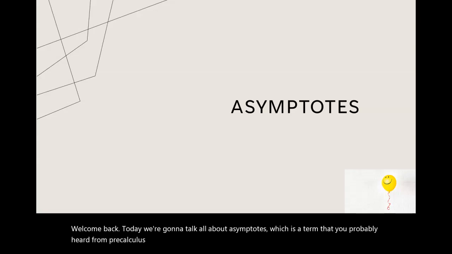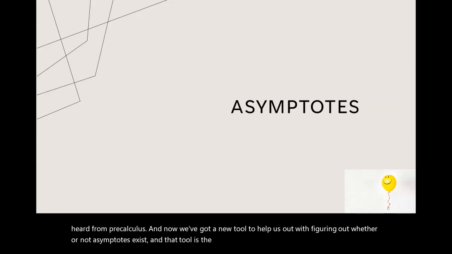Welcome back. Today we're going to talk all about asymptotes, which is a term that you probably have heard from pre-calculus. And now we've got a new tool to help us out with figuring out whether or not asymptotes exist. And that tool is the limit. And the limit will help us as part of our definition of what an asymptote is.